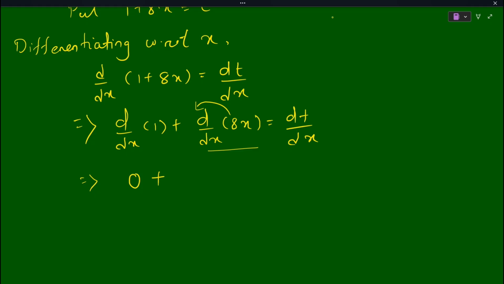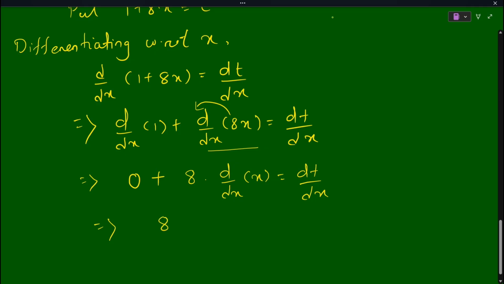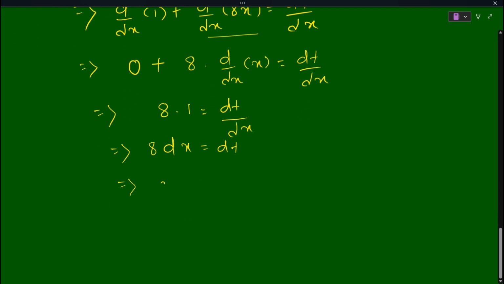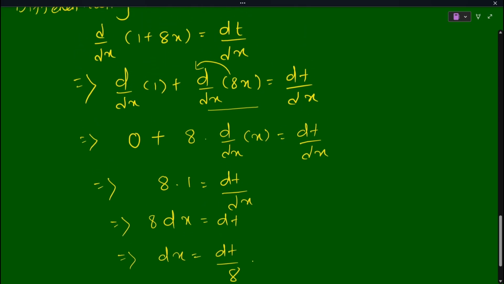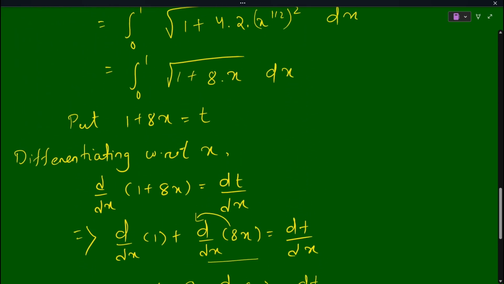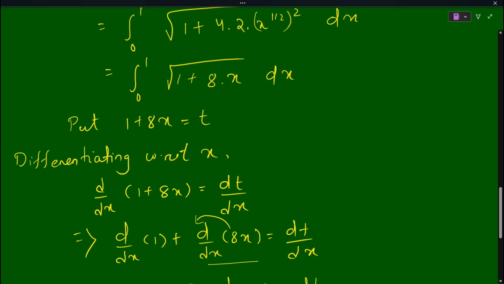So this 8 value will be there. Now, derivative with respect to x. So see, now what is this value? This is 0 and this value is 8, and the derivative of x with respect to x is 1. It is equal to dt by dx. So we can multiply by dx here and say that 8 dx is equal to dt. So from here find the value of dx. It will be dt by 8. Okay, so now I got the substitution for dx.